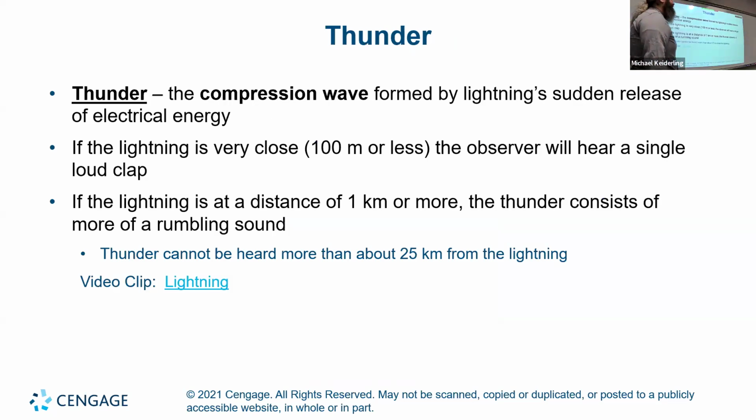Now, thunder is the sound generated by lightning. Because lightning is this huge, massive spark, it superheats the air. You get a compression wave by that sudden release of electrical energy. If the lightning's very close, 100 meters or less, you'll hear a single loud clap. If the lightning's at a distance of 1 kilometer or more, the thunder consists of more of a rumbling sound. And thunder can't be heard more than about 25 kilometers from the lightning. And you can measure the time difference between seeing the lightning and hearing the thunder to figure out how far away the storm is.